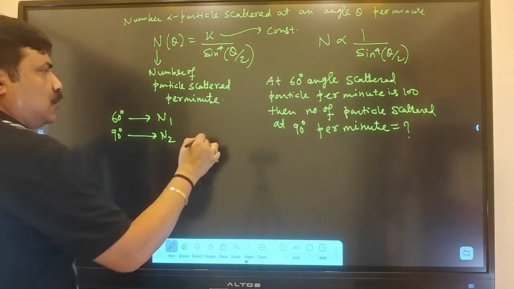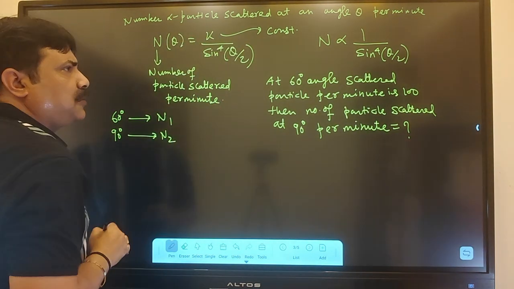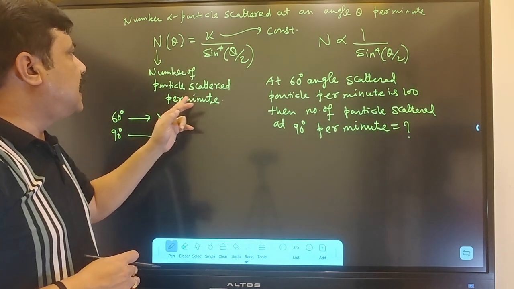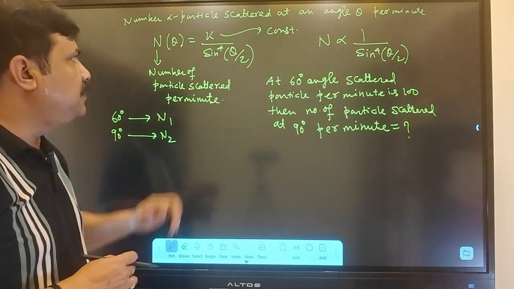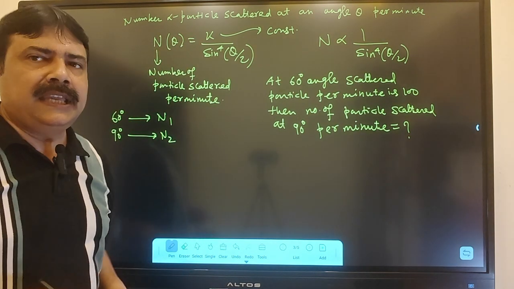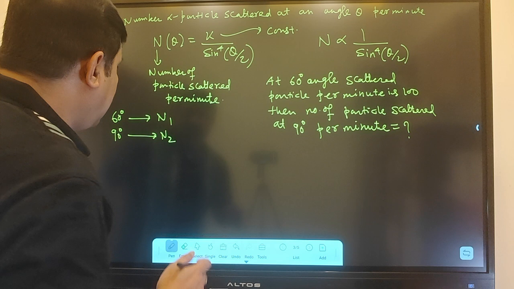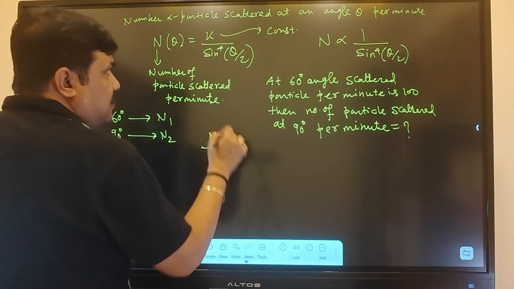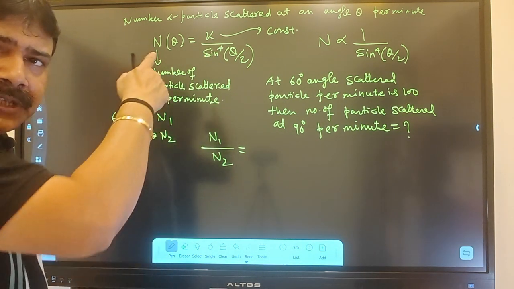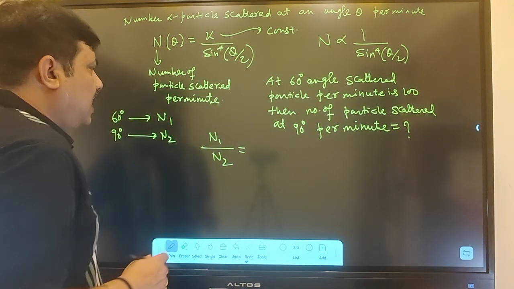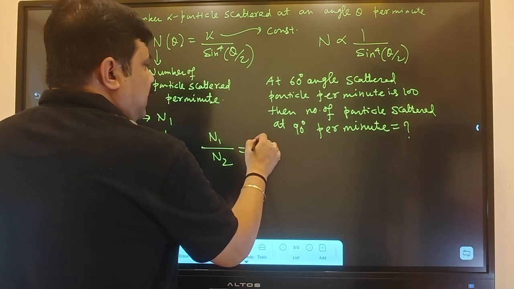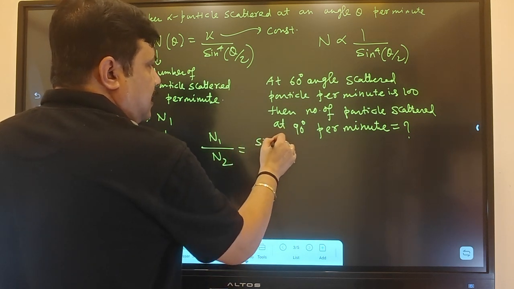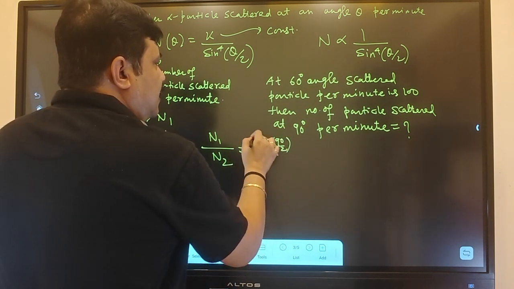Then immediately I will apply this formula. The derivation is not there, you only have to remember this one. The number of particles scattered per minute in the Rutherford experiment, which will be N, equals K by sine to the power 4 theta by 2. And then if I take the N1 by N2 ratio, the proportionality constant K will cancel out, in both cases. Then N1 will be inversely proportional to sine theta by 2, here 90 by 2, and this will be what?